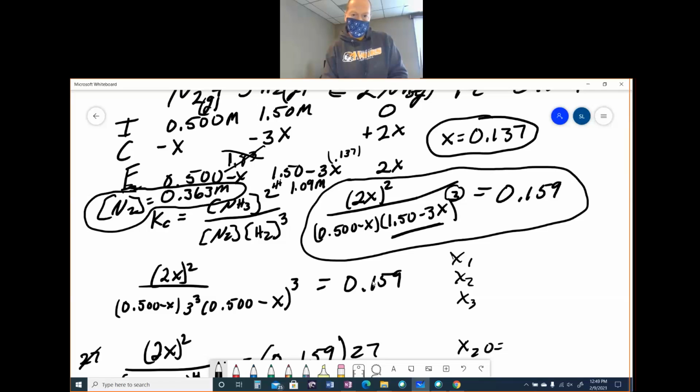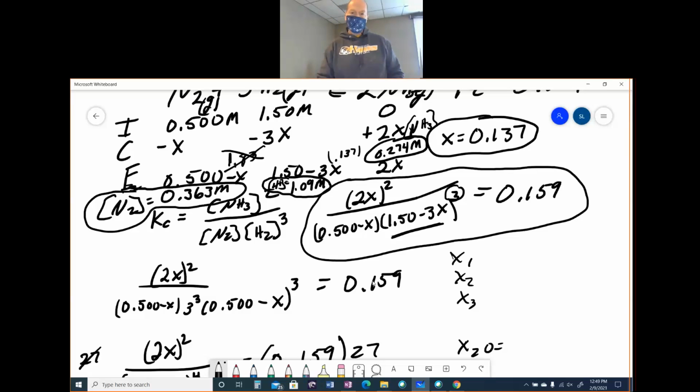So your H2 concentration, 1.09 molar, and then your 0.137 times 2, your 0.274. And that's for your NH3, that was H2, that's NH3. All right, so that's your equilibrium concentrations: nitrogen 0.363, hydrogen 1.09, and your NH3 0.274.